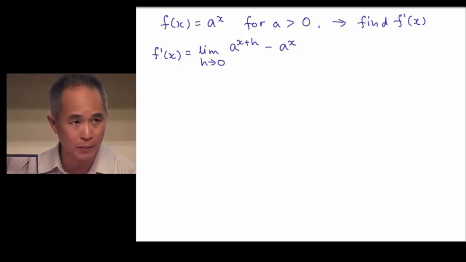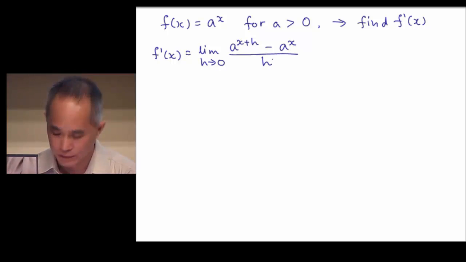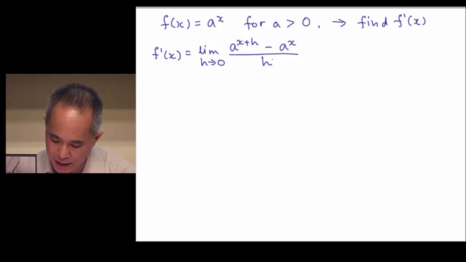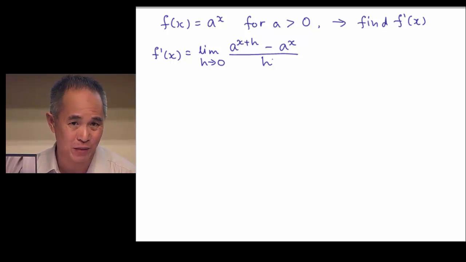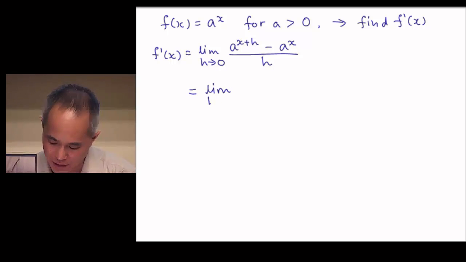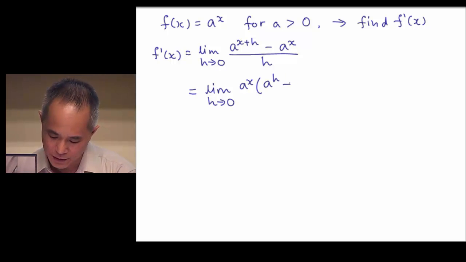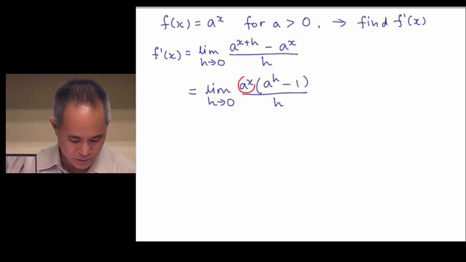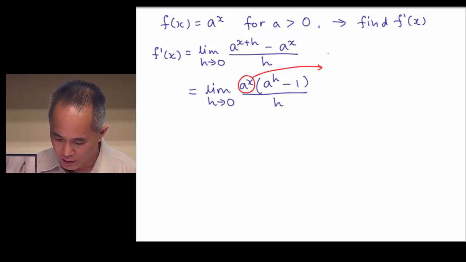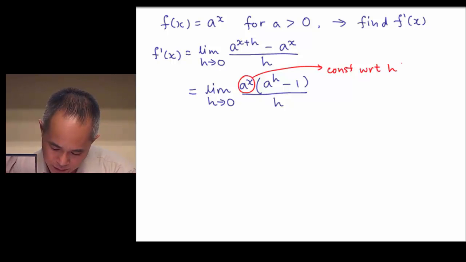I'm going to put the expression in straight away. So that will be a to the x plus h, that's my f of x plus h, take away a to the x, that's f of x, divided by h. And simplify a little bit by taking out the common factor of a to the x. You have a to the h minus 1, over h. And in this case, of course, a to the x is constant with respect to h, so we can take it out of the limit this way.